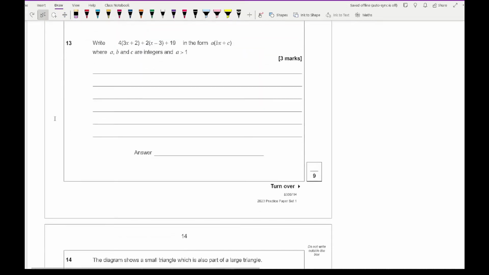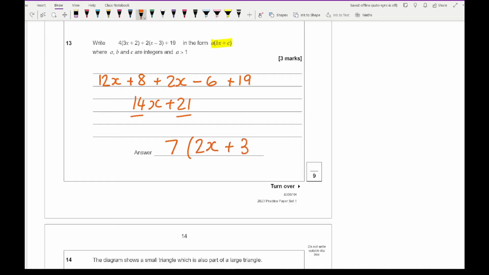So the next question, question 13, it says write, and then we've got an expression. We need to write it in this form, so we need to write it as a single bracket. The first thing you want to do here is expand the brackets correctly. So we've got 12x plus 8 plus 2x minus 6 plus 19. If I then simplify all of that, I get 14x plus 21. I then take out my common factor, which is 7, in which case I've got 2x plus 3. So here a equals 7, b equals 2, and c equals 3.